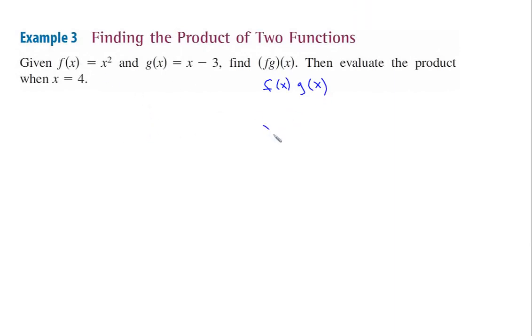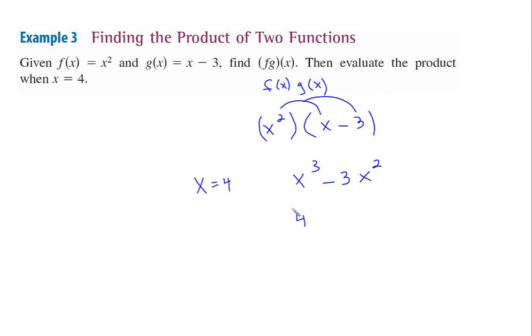So f of x right here is x squared times g of x, which is x minus 3. So we're just distributing: x to the third minus 3x squared. And then we're evaluating this for when x is equal to 4. So 4 to the third power minus 3 times 4 squared. So 4 to the third is 64. Over here, make sure you do the exponent first. Square that, you get 16. 16 times negative 3, negative 48. And then we're going to subtract that, so we're going to end up with 16. Okay?